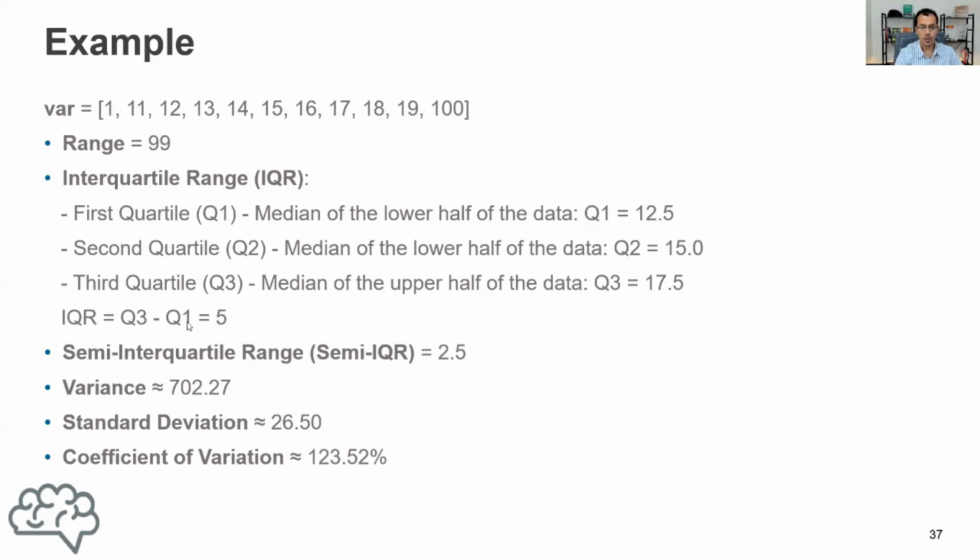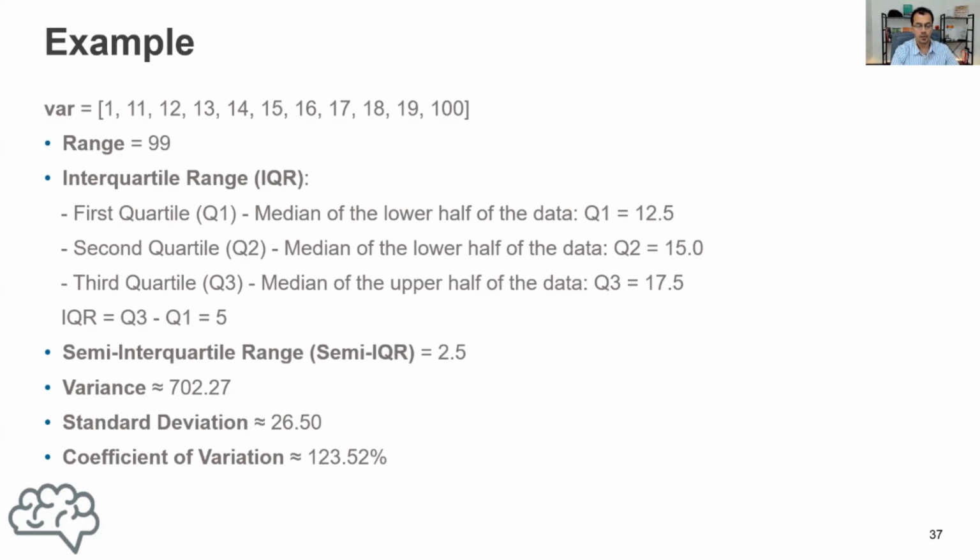Then the interquartile range is the difference between Q1 and Q3. The second quartile, which is the median, we have already seen its value is 15, which is the value here in the middle. And the semi-interquartile range is the interquartile range divided by 2.